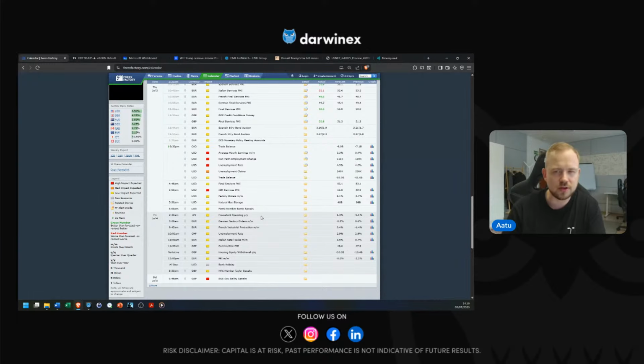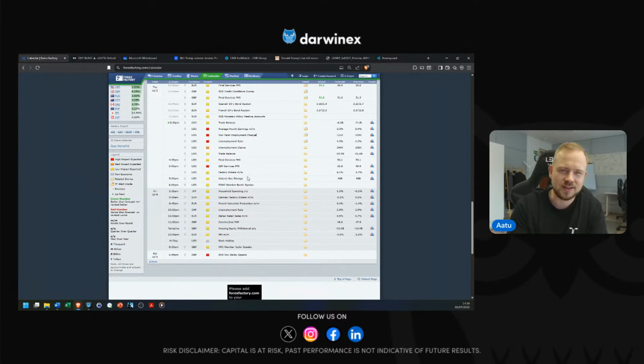Obviously, NFP is the most important labor market data, and probably at the moment the most important data from the US. We still use the Forex Factory calendar. It's still very usable. What's really good about it is you can see the expectation for the NFP, and then you can see the expected number for the unemployment rate and for the wages as well.